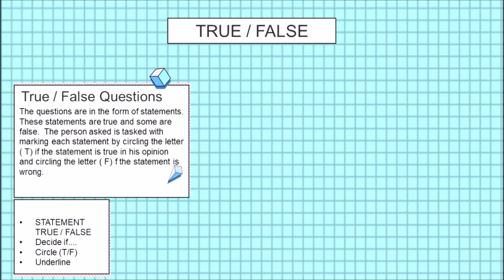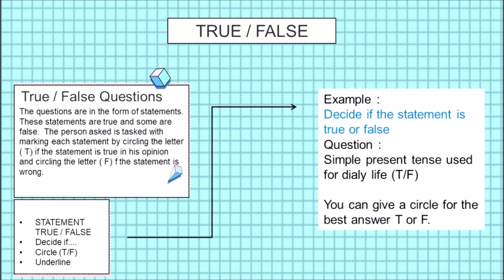This is the common verb: statement true or false. Decide if blah blah blah, circle T or F and underline. This is the example of the question. Decide if the statement is true or false. The statement is: simple present tense is used for daily life. It is true or false? You have to circle the best answer.